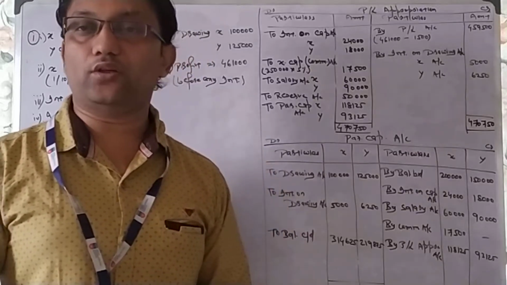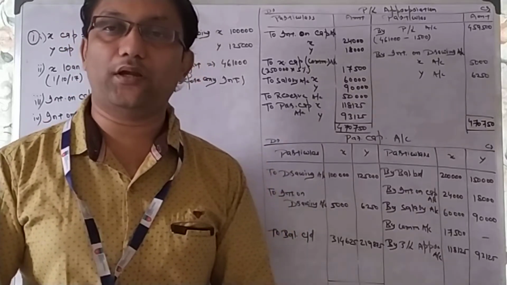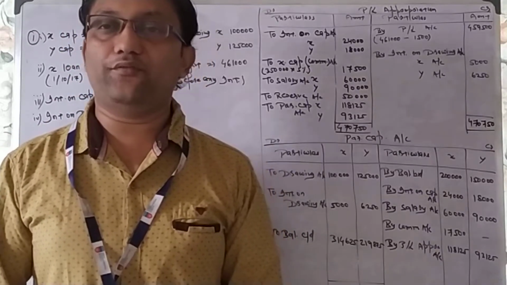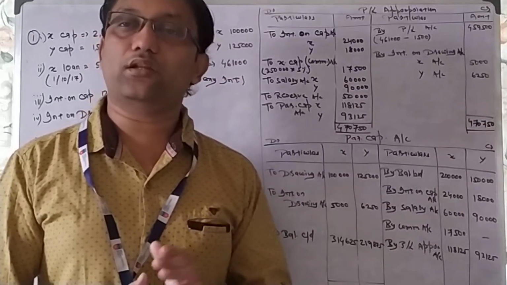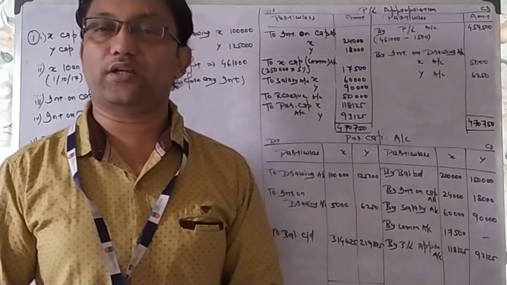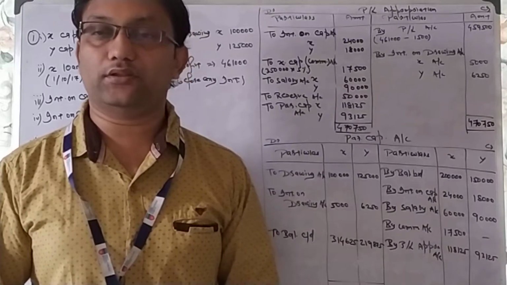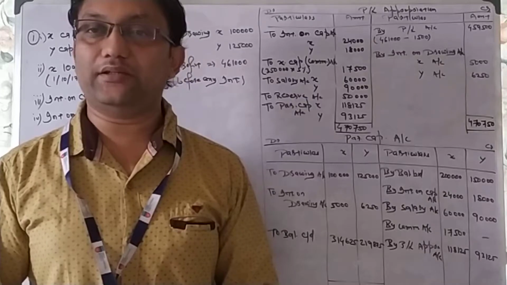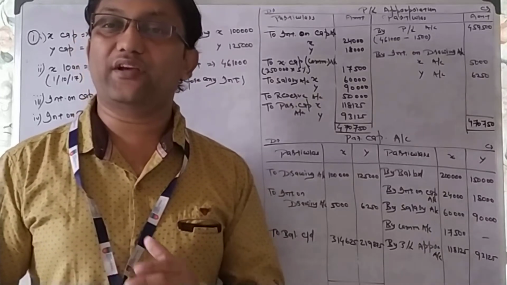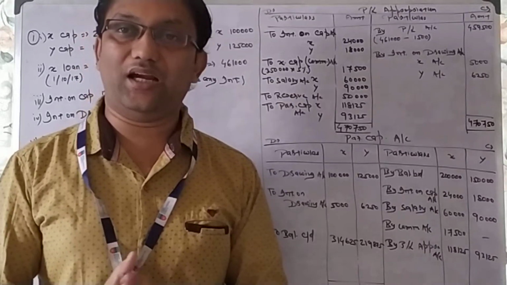We are continuing with the topic, the fundamentals of partnership. We have learned that we need to prepare partners' capital account, P&L appropriation account and the fluctuating capital method. We are doing one example of that, and then we will do an example on fixed capital method. Let's start with our example.